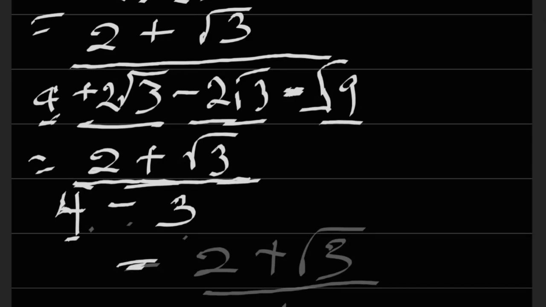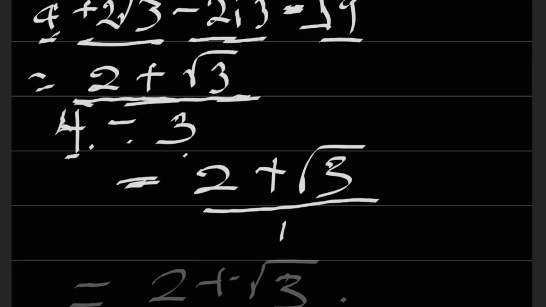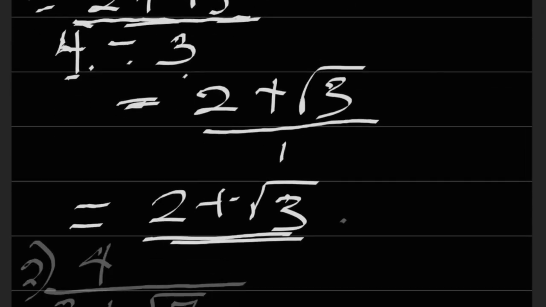Let's move on. This is now going to be 2 plus root 3 over 4 minus 3, which is 1. This is the same thing as 2 plus root 3. And that's our answer.